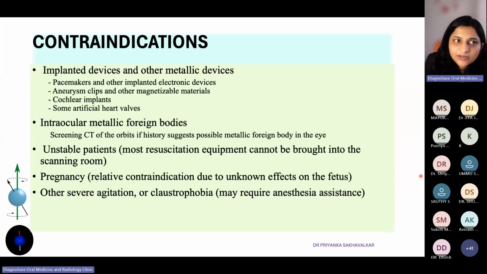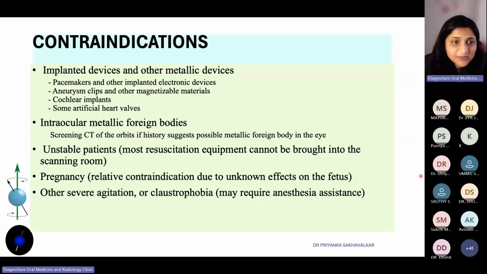Now, what are the contraindications for MRI? First, implanted devices and other metallic devices. So pacemaker, if there are any metallic implants, these patients are contraindications for MRI scan. And if patient has artificial heart valves, don't put patient into MRI scanner.